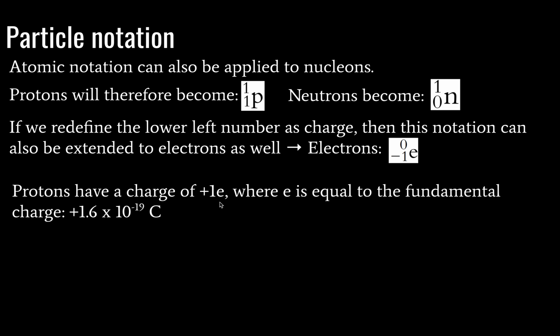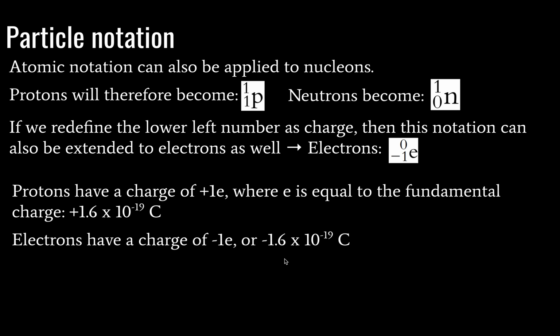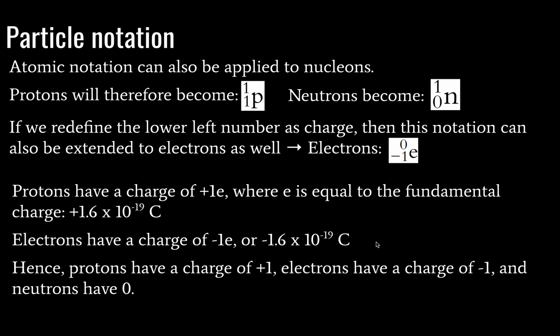Our protons have a charge of positive 1e, and e, of course, is equal to our fundamental charge. This is in your data booklet on the first page. Electrons have a charge of negative 1e, giving a negative charge. No surprises here. When we're referring to nuclei, we just simplify all this by saying that protons have a charge of +1, electrons have a charge of -1, and neutrons have a charge of 0.